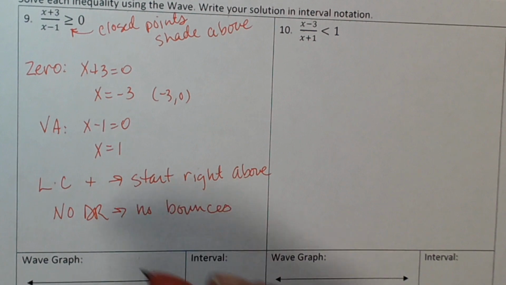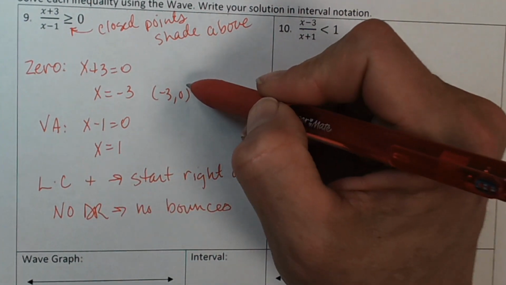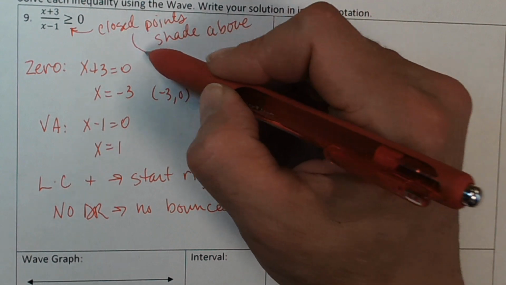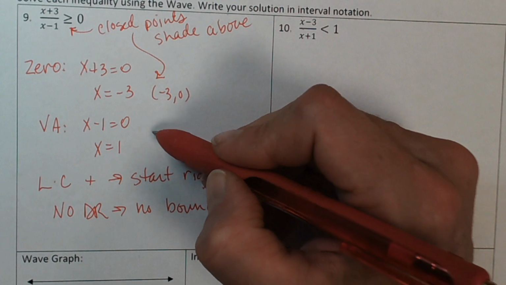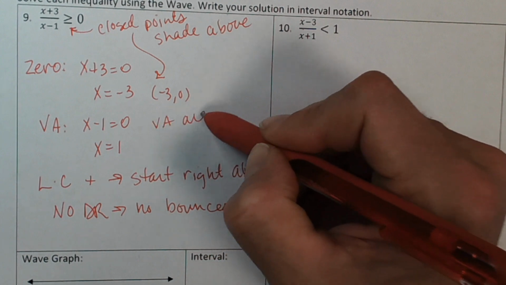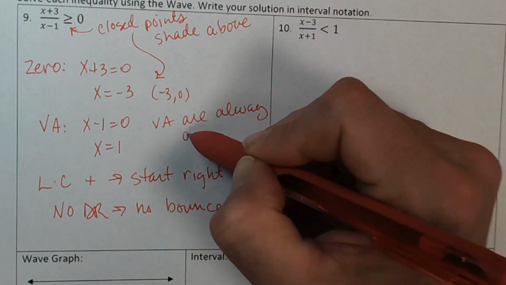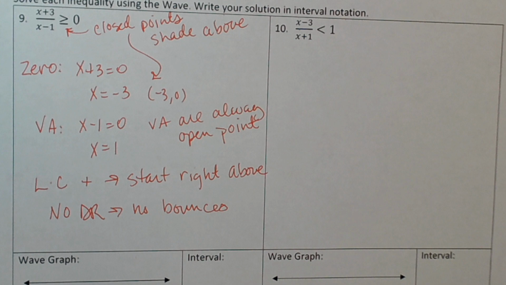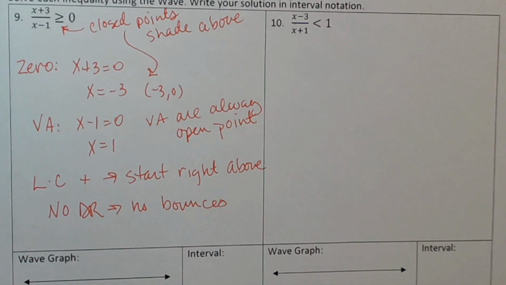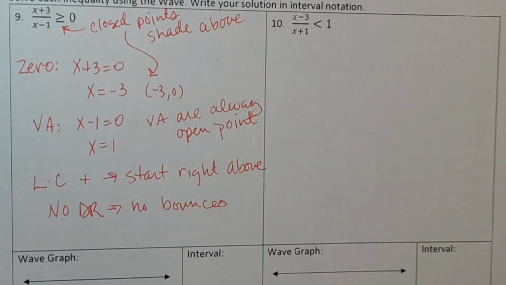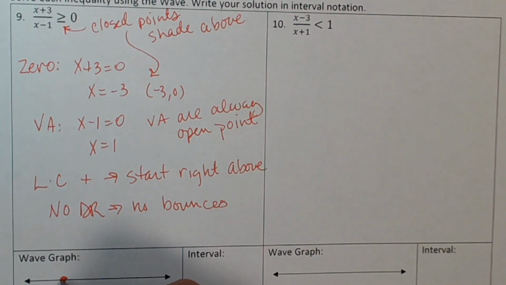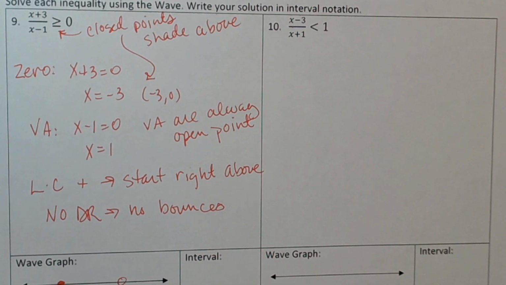Okay, now remember that when you have zeros, you'll know whether it's a closed point. So your closed point is for your 0, but remember vertical asymptotes are always open points. Okay, because they're like the restriction of the solution. So we can't have that as a solution. So that's why we make it an open point. So I see that it's a closed point, so I'm going to give it a closed point for my -3 and an open point for my 1.